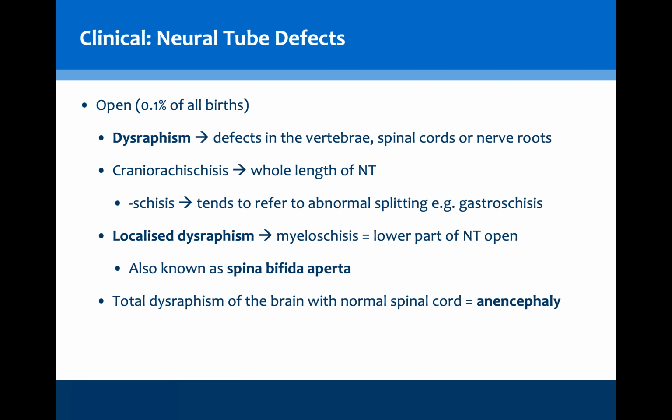And so the clinical consequence of the neurulation are neural tube defects. The general term for this is dysraphism, a defect in the vertebrospinal cord or nerve roots, and when the closure is open and flush with the skin, it's called an open neural tube defect, and that occurs in 0.1% of all births. And then obviously non-compatible with life, you can have this cranio-rachischisis, which is just complete failure of closure along the whole length of the neural tube.